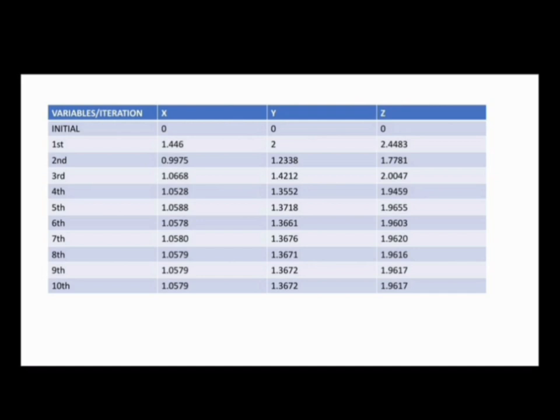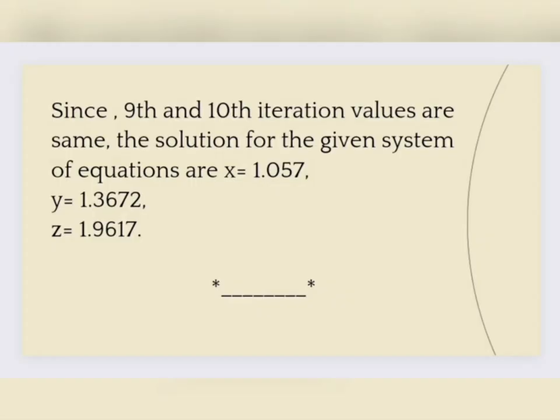Here is the iteration table for the values of x, y and z, in which the 9th and 10th iterations are the same. Since the 9th and 10th iteration values are the same, the solution for the given system of equations is x equal to 1.057, y is equal to 1.3672 and z is equal to 1.9617.